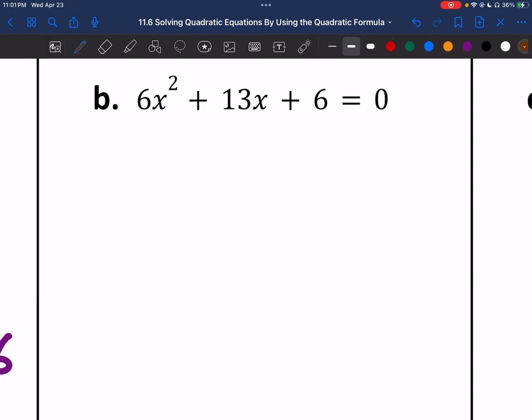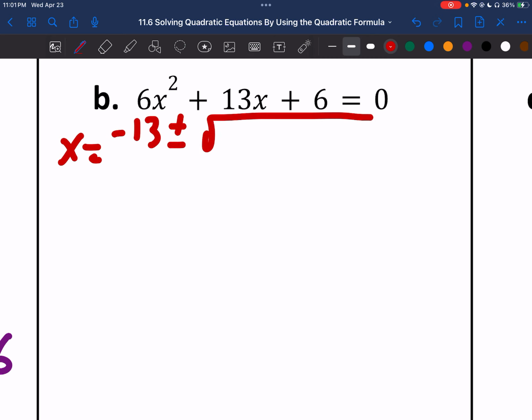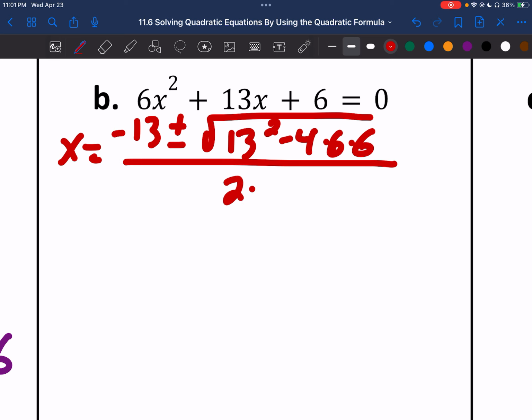Letter B. On the surface, I don't know factors of 36 that add up to 13. So let's just work with what we got. We're going to use quadratic formula. So we have the opposite of b, so negative 13 plus or minus the square root of b squared. So 13 squared minus 4 times 6 times 6, all over 2 times 6.